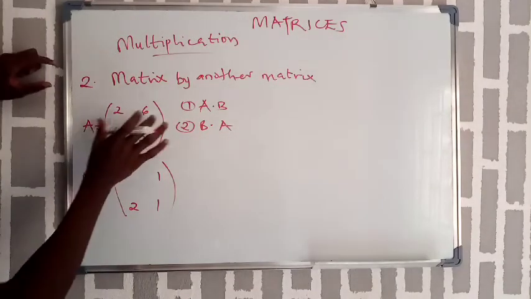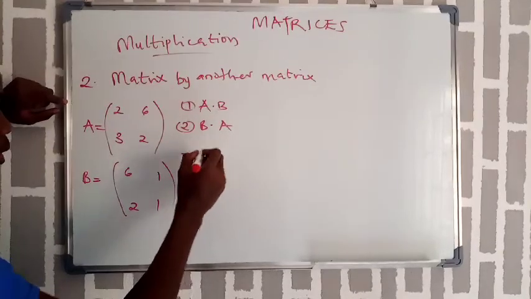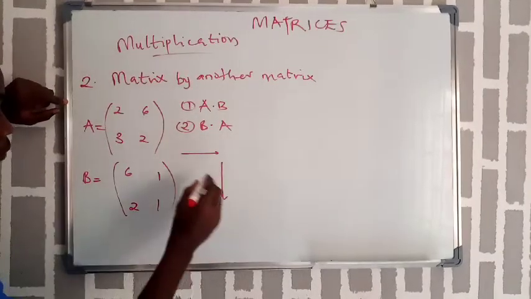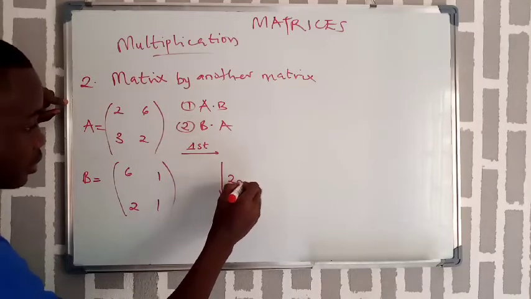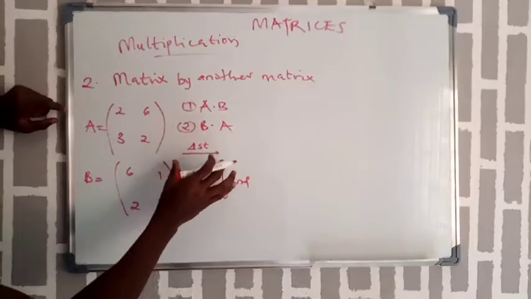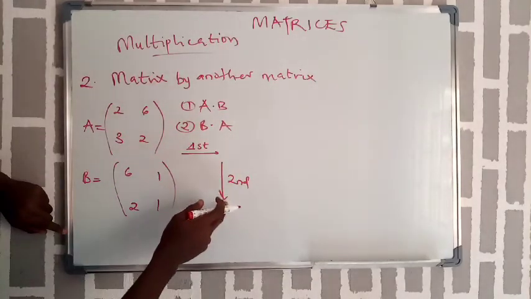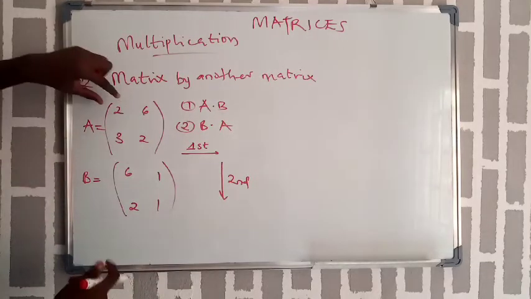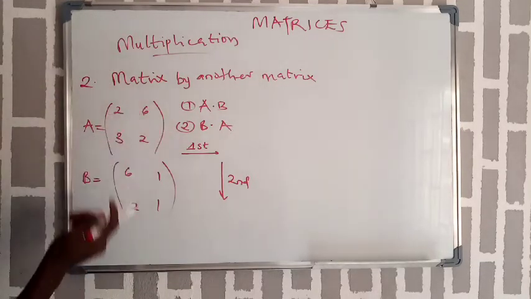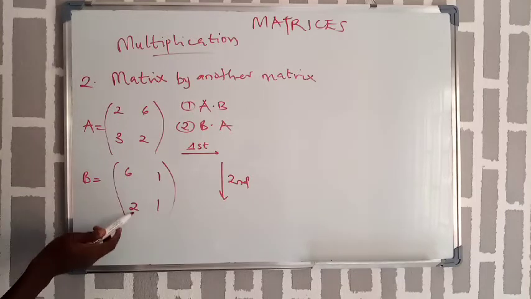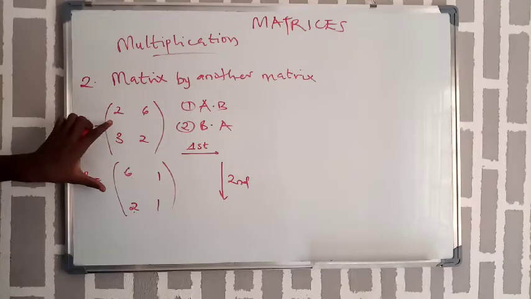In multiplying matrices, this is the rule. The number of columns of the first matrix must be equal to the number of rows of the second matrix. This is the first matrix, this is the second matrix. Like you can see here, the number of columns of A is 2, and it is equal to the number of rows in matrix B, which is 2. So these matrices can multiply.